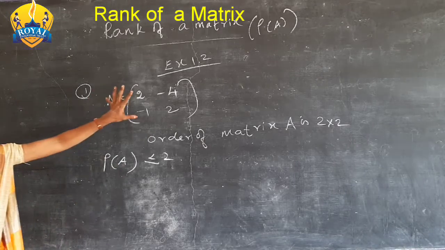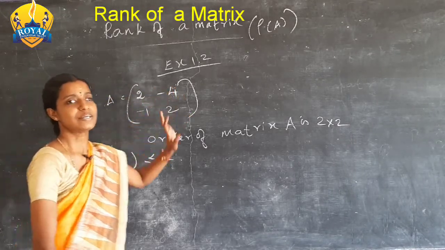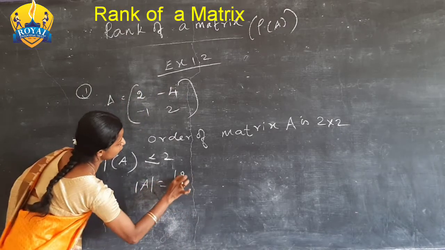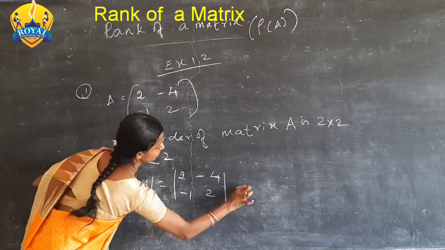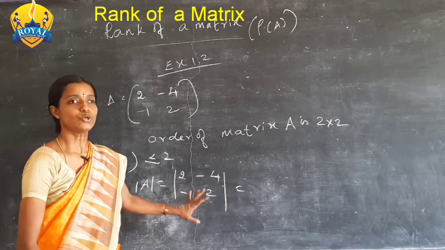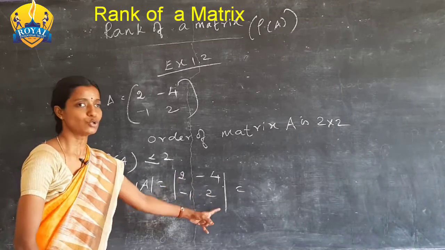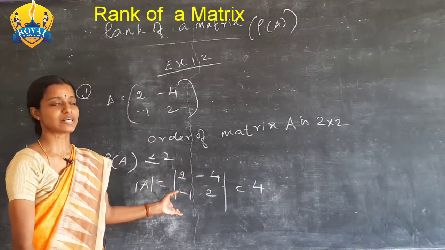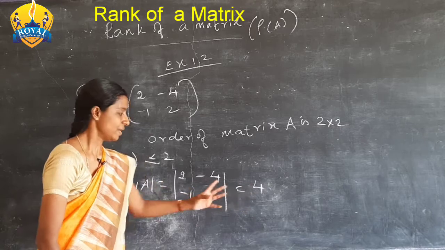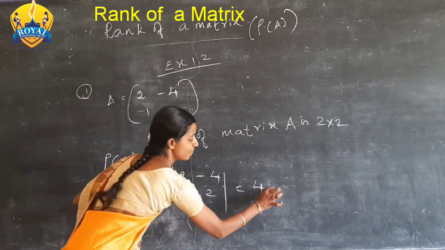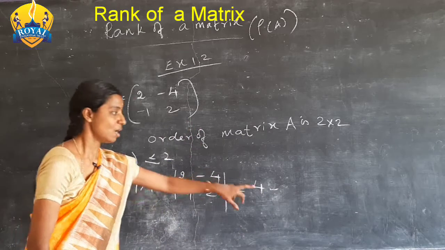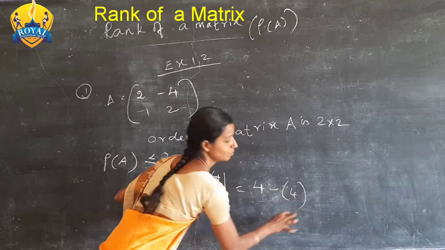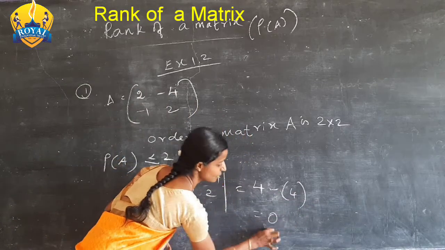Now how to find the rank of this given matrix? Using the determinant method. So let me find the determinant of A. Determinant of 2 minus 4 minus 1 2. Now how to find the determinant value? 2 2s are 4. When I go in the reverse order, I have a minus, because while going in the reverse order automatically I have minus. Now minus 1 into minus 4 becomes plus 4. So 4 minus 4 is 0.